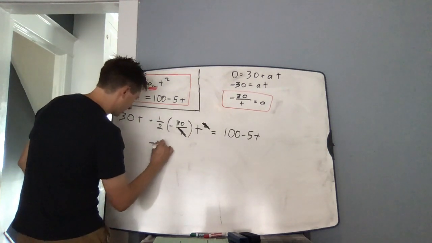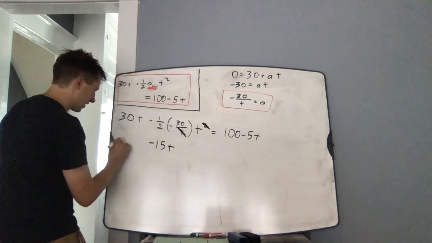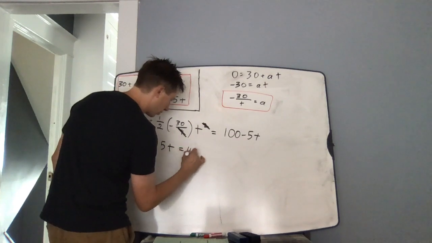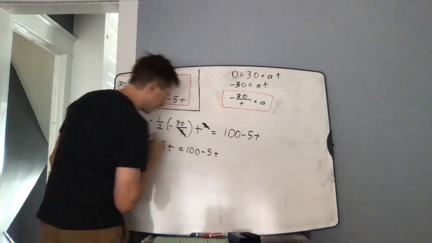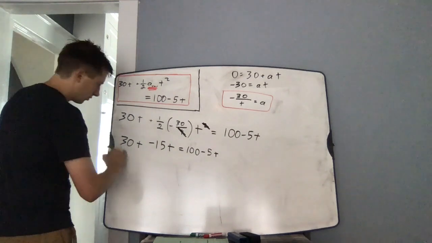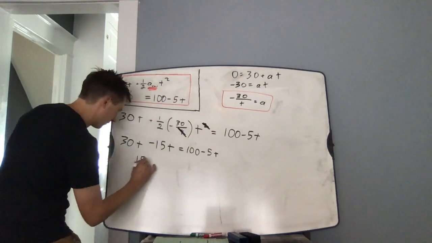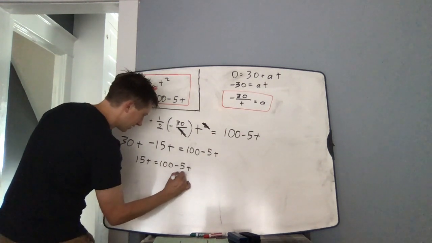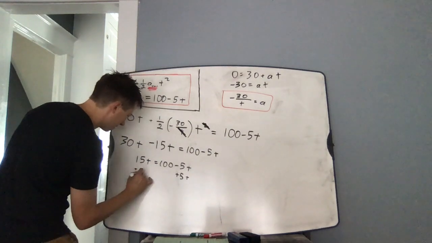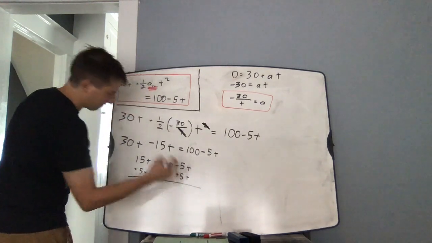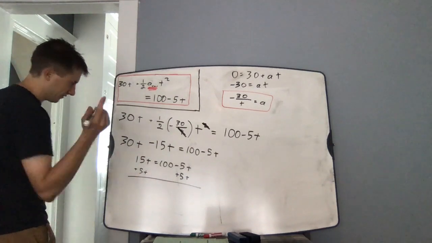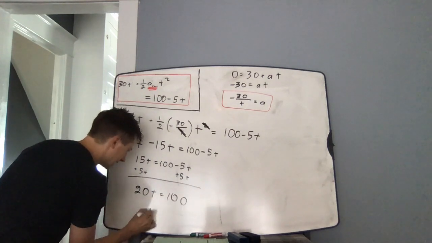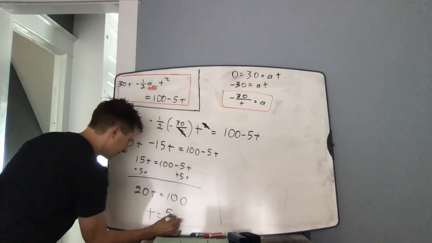So this term will be minus 15t, and then here I have 30t minus 15t that we found equals 100 minus 5 times t. 30 minus 15 is 15, so 15t equals 100 minus 5t. I could add 5t to both sides, plus 5t. And then minus 5 plus 5, that cancels. 15 plus 5 is 20. I get 20t equals 100, and t is equal to 5 seconds.